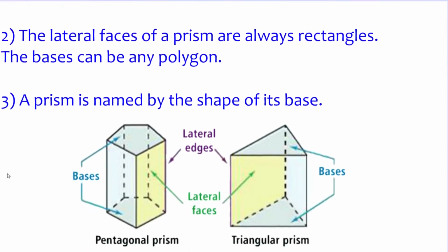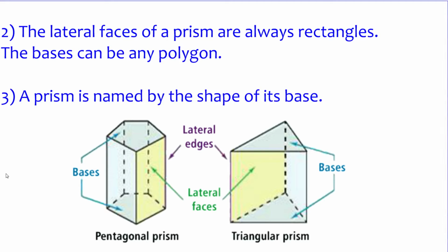And when we name a prism, we're always going to use the name of the base. If you take a look at these examples down here, we have two prisms. One of them is called a pentagonal prism because you can see that the bases are both pentagons. So here's where we have to be careful.